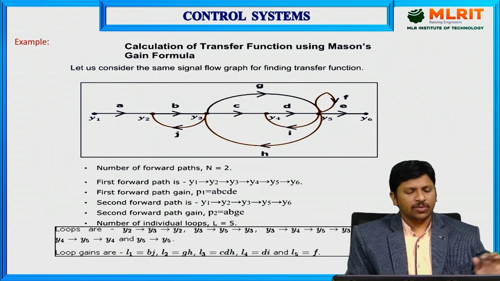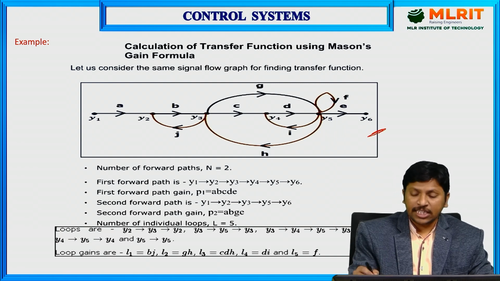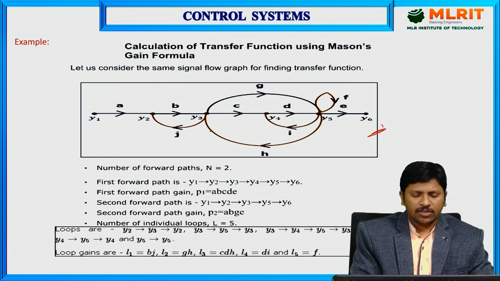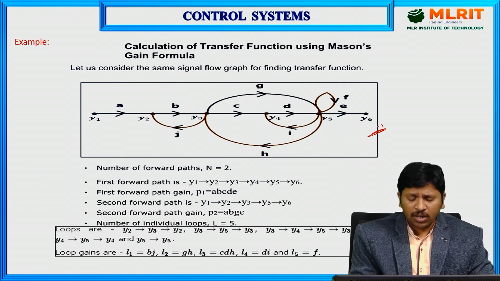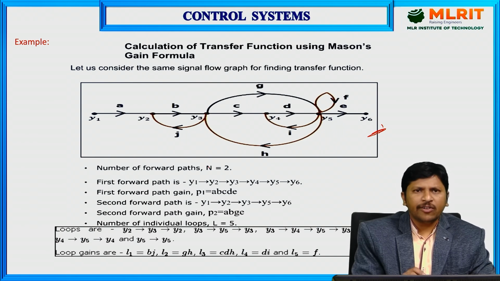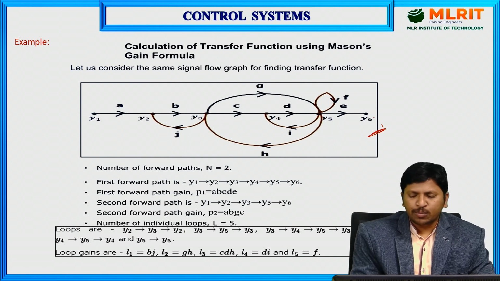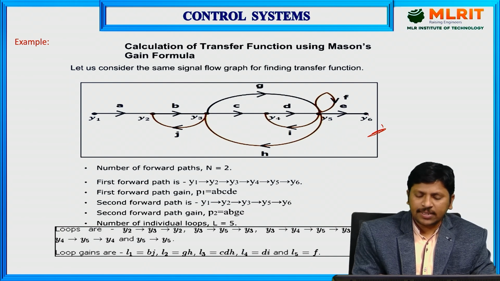Next, I am going to consider one example for the given signal flow graph and calculate the transfer function. See here, in the given signal flow graph, just observe how many forward paths are available. A forward path means the signal passes from the input node to the output node, here through y1, y2, y3, y4, y5, y6.